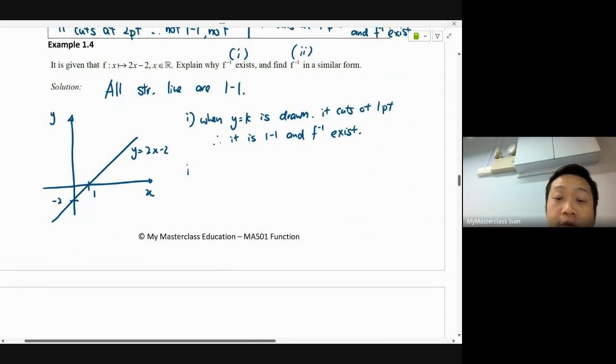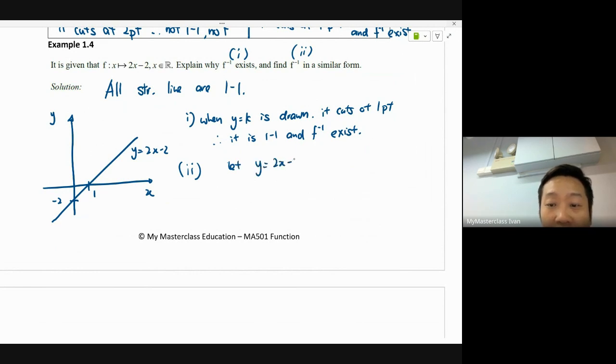Okay, so part 2. What are the steps to find f inverse? I let y equals to 2x minus 2. I make x the subject. y plus 2 over 2 equals to x. Therefore, f inverse of x equals to, replace the y with the x, x plus 2 over 2.